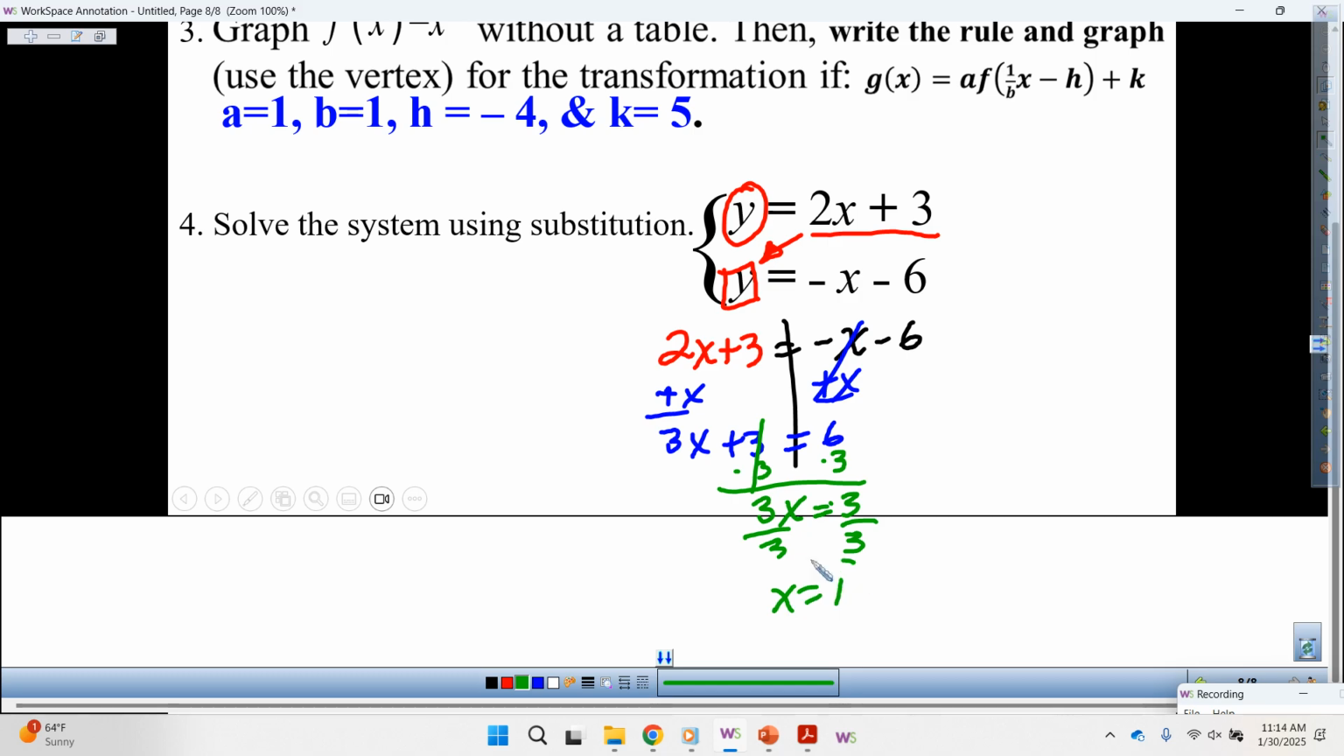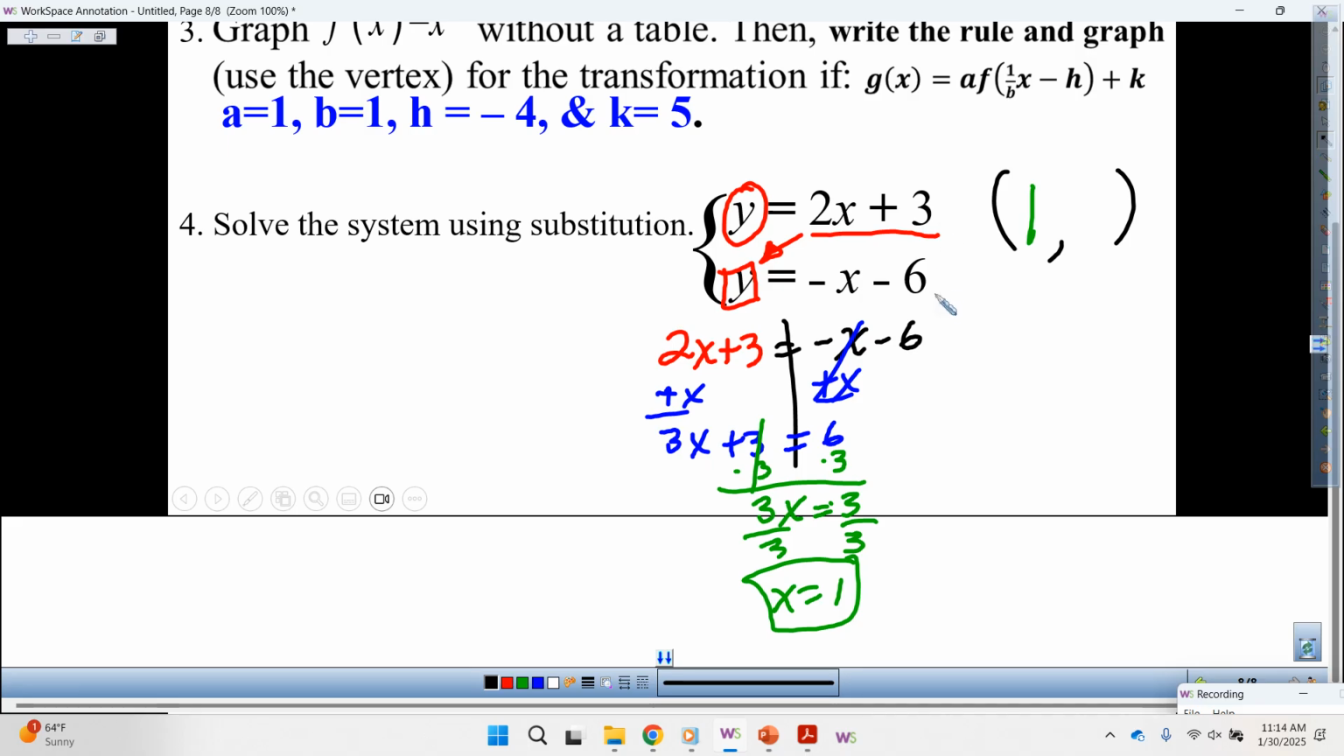X equals 1. Now, when we have a system of 2 variables, we're going to end up with one point that has an x and a y value. So we already have our x. Now we need a y value. Which equation shall we use? The top equation or the bottom one? Okay. Top or bottom? Top.